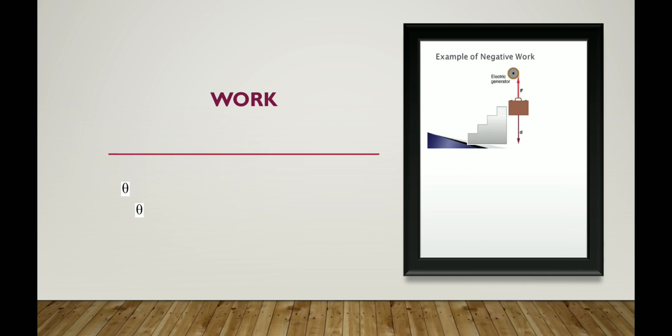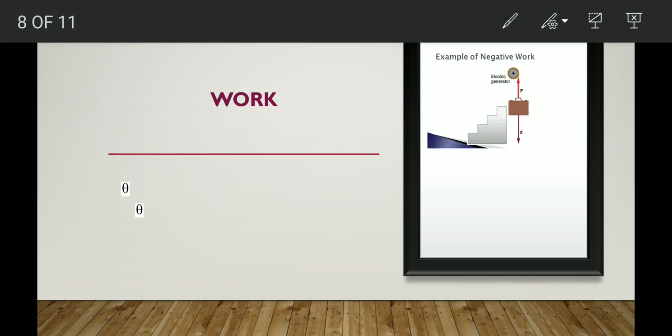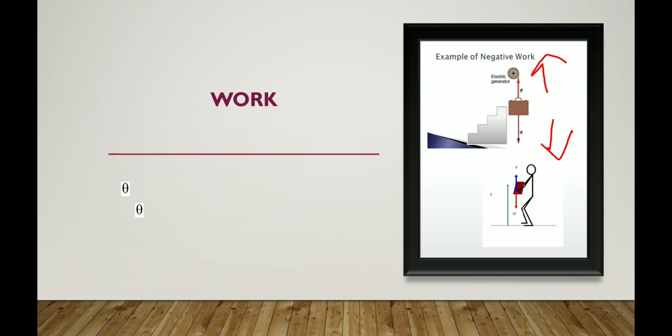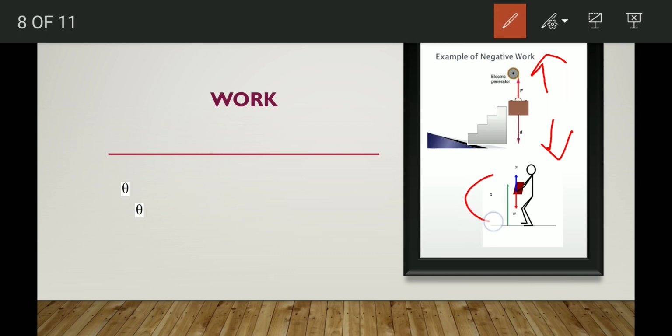Now comes case number 3. In this situation, you can observe that the direction of force is upwards while the displacement is downwards. There is another picture showing the same thing, that the direction of weight is downwards and the displacement is upwards. Here I am considering the weight exerted by the body in the upward direction.